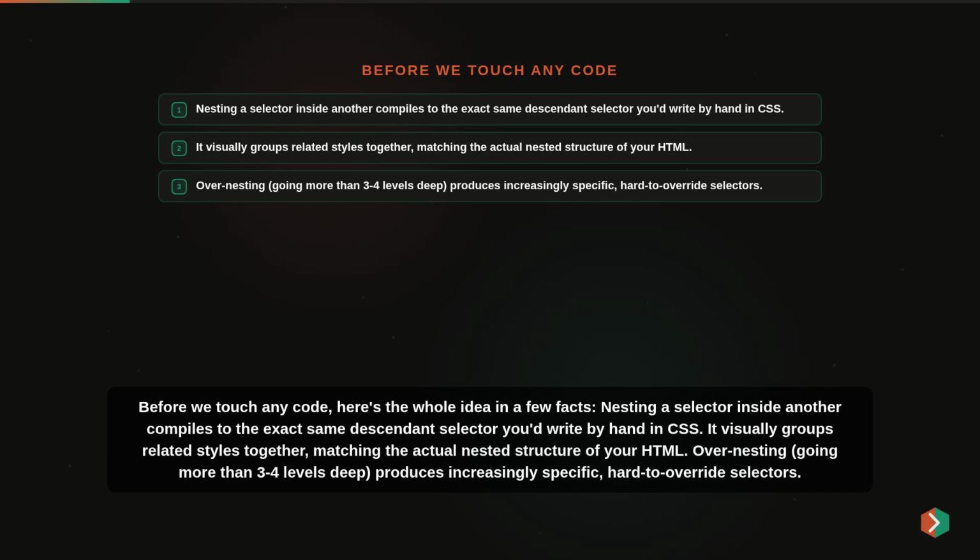Nesting a selector inside another compiles to the exact same descendant selector you'd write by hand in CSS. It visually groups related styles together, matching the actual nested structure of your HTML. Overnesting, going more than 3 to 4 levels deep, produces increasingly specific, hard-to-override selectors.